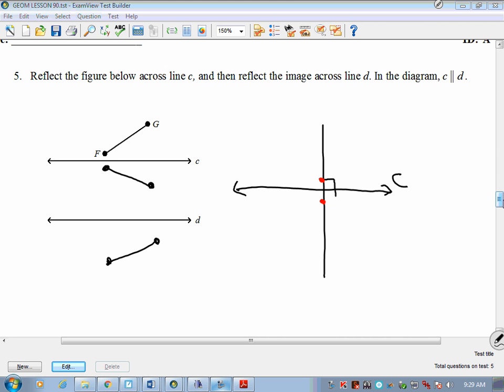If you had a ruler, would that be a lot easier to do? Yeah, because you could measure the distance from F to the line and then go the same distance across. You could measure the distance from G to line C and then go that same distance across. We would do that same thing from F prime to F double prime, from G prime to G double prime. Okay? Is that the last question in here? Okay. All right, so we'll stop there. But hopefully you guys get the concept behind this.